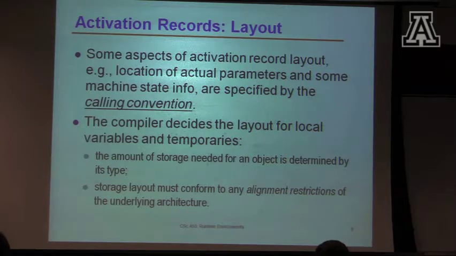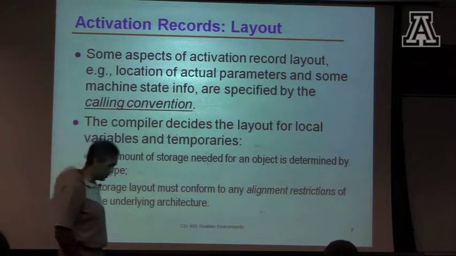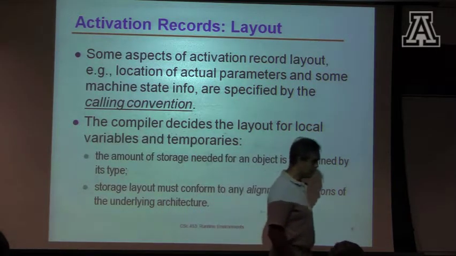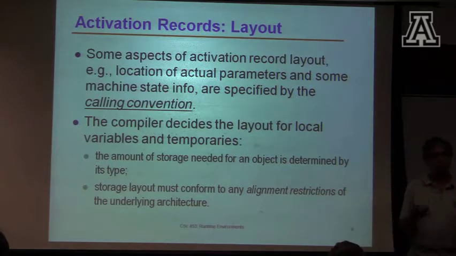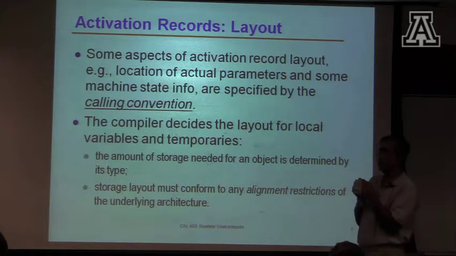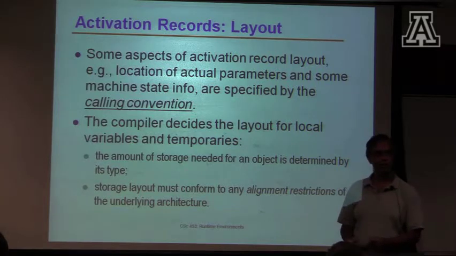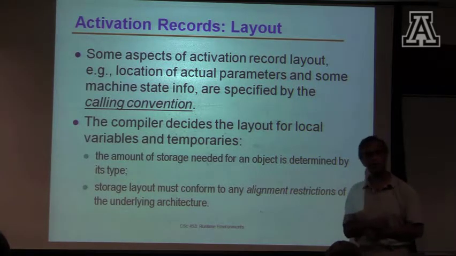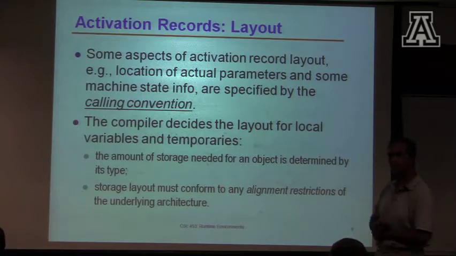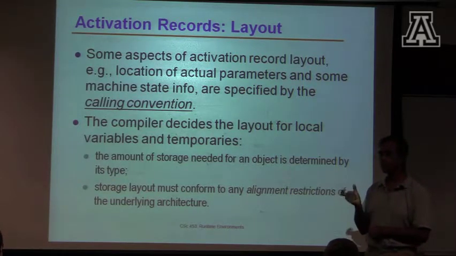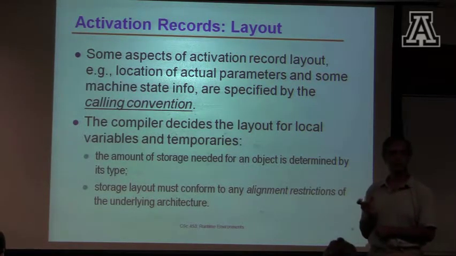So some aspects of the activation record layout. For example, where do the actual parameters live? These are specified by the calling convention. Okay? So if you think about this for a bit, within a function, if I am a function and I have my local variables, well, it's no one else's business where my locals are. So I can keep my locals wherever I want. And sometimes, if a compiler is smart enough, some locals might only live in registers. Right? I may not need to actually allocate memory space for them.